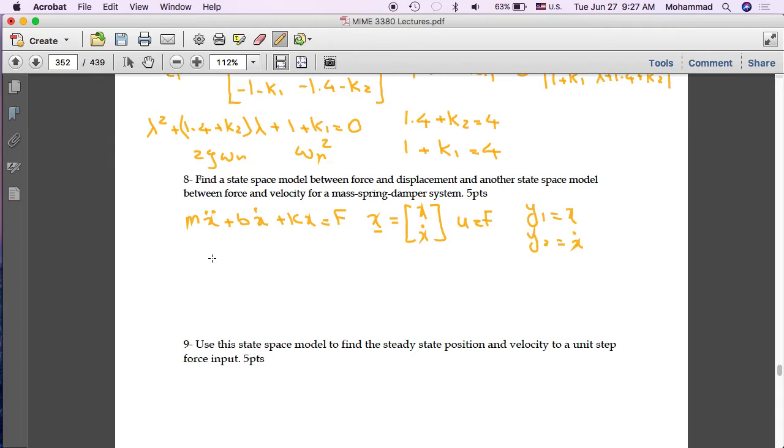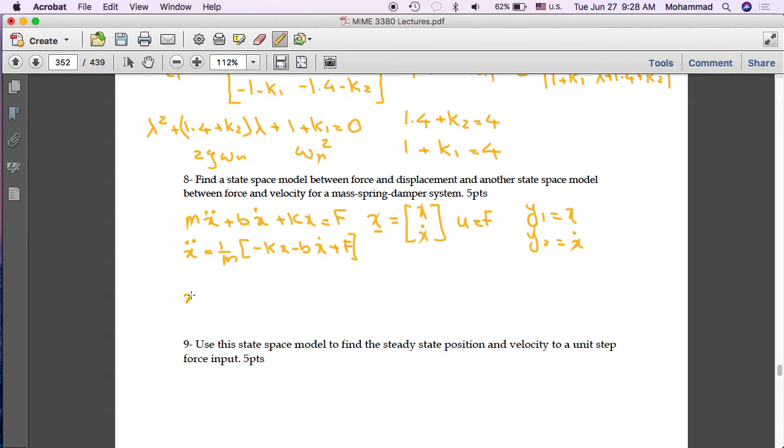I know we've done this in the past a few times, but let's do this one more time. So what you need to do for the state space, you need to find x double dot in terms of x and x dot. So if you rewrite this equation, you get x double dot equals 1 over m times minus kx minus bx dot plus f. And that is exactly what we will capture in the second row of the state space model.